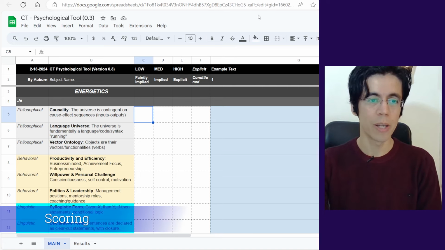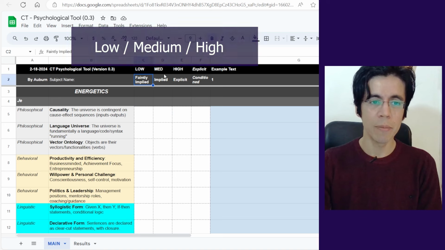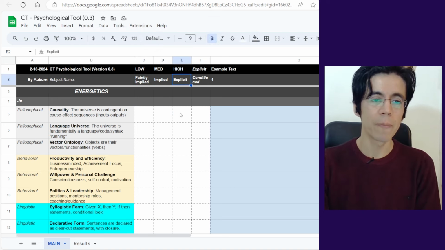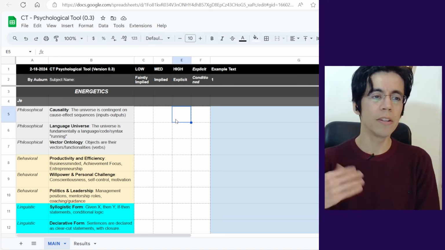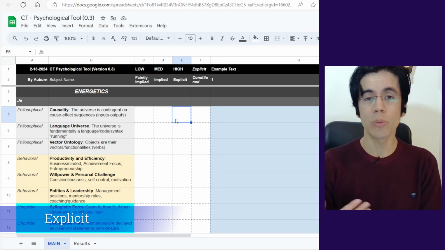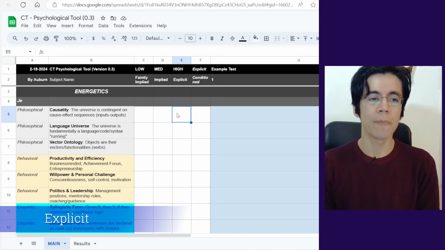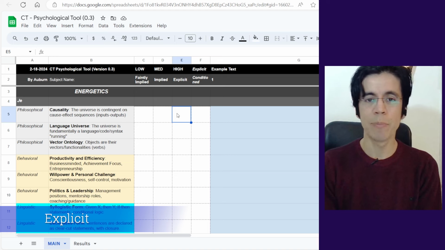Now, the scoring system. Low, medium, and high are scaled as faintly implied, implied, and explicit, right? So what does this mean? When you're analyzing text, you can see whether a certain thing is said explicitly in the text. Let's take the first one, causality. It says the universe is contingent on cause-effect sequences, inputs and outputs.